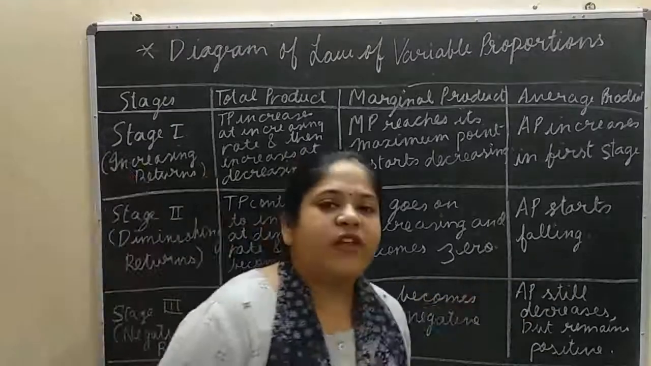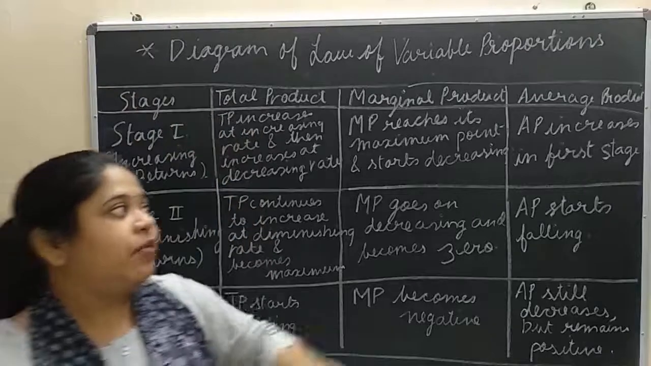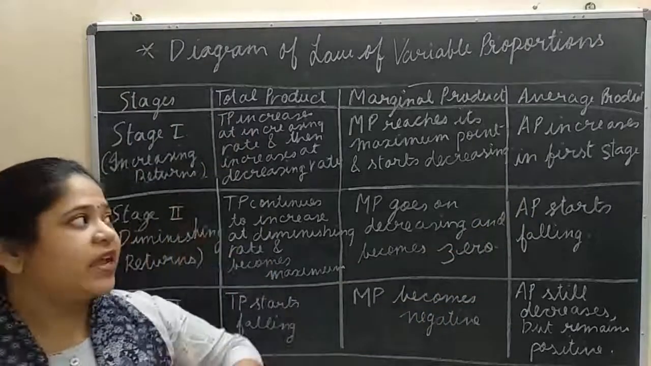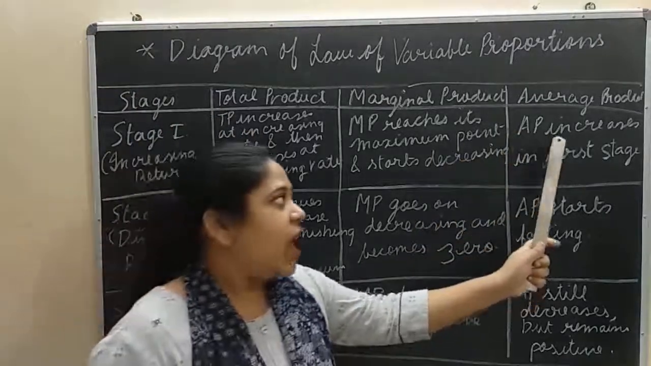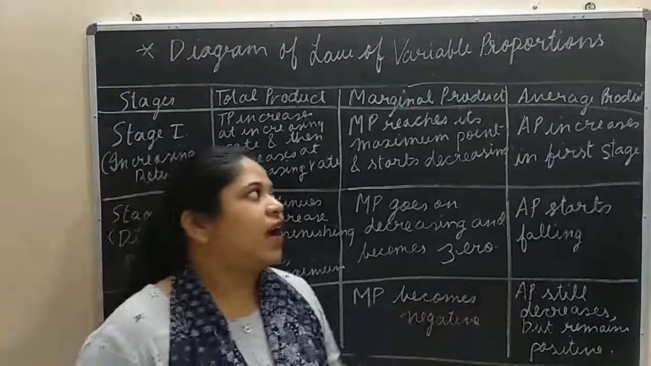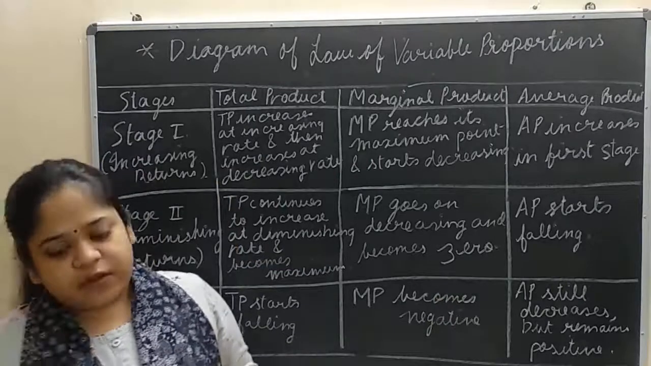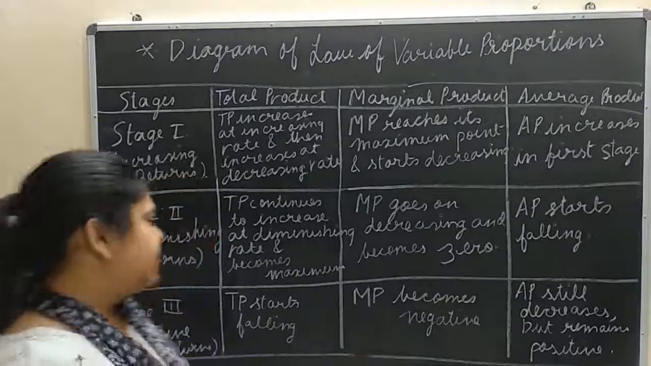Talk about the average product curve. Average product has reached its maximum point in stage 1. आपको याद होगा stage 1 में, check in the diagram, average product has reached its maximum point. So average product will start falling in the second stage.